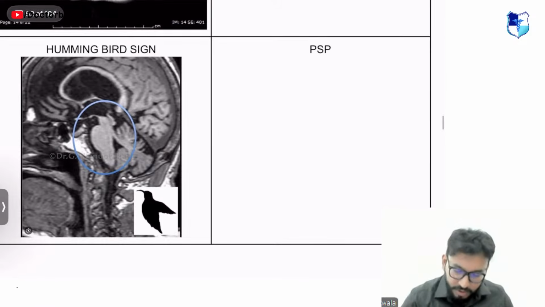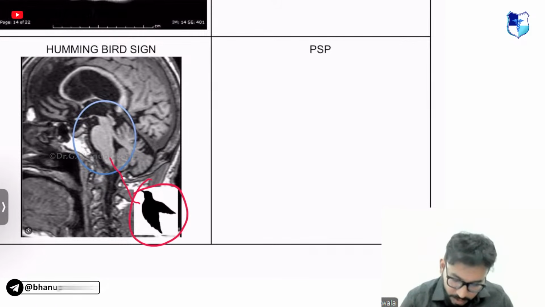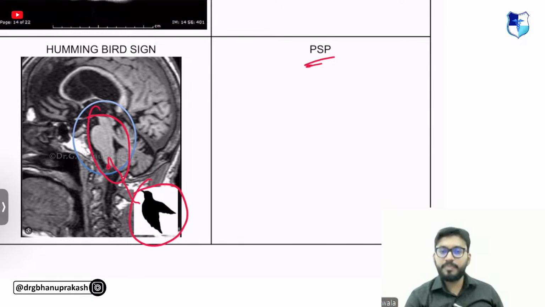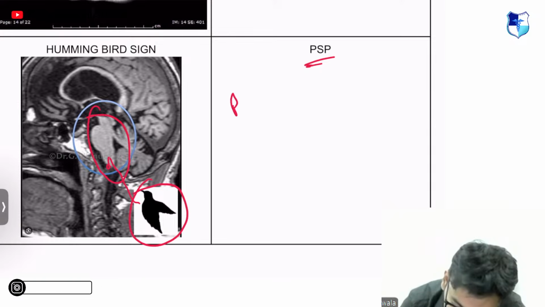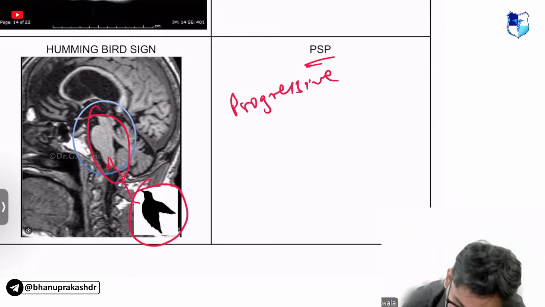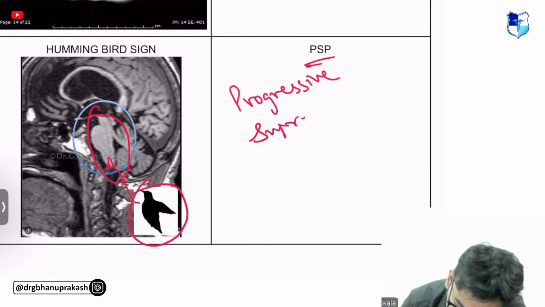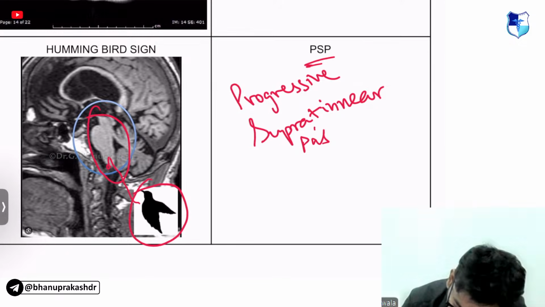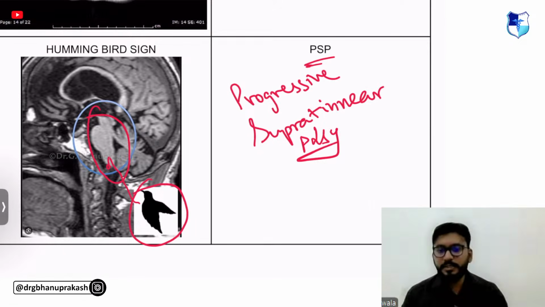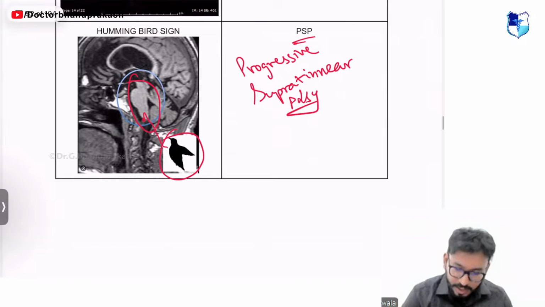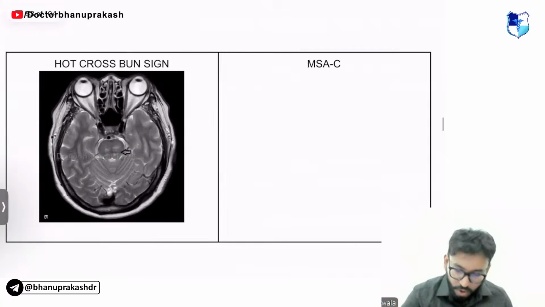Hummingbird sign, guys. Look at this. Can you correlate this bird? Can you see the hummingbird sign? This is seen in PSP, progressive supranuclear palsy, guys. Progressive supranuclear palsy. This is a type of Parkinson plus syndrome. Hummingbird sign is PSP.